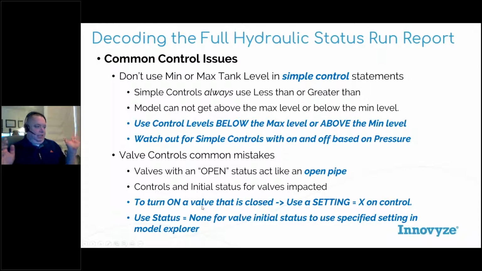Same thing if I want to give a valve that normally runs constantly in initial status, so it has something, give it a none. The none option will tell it use the setting that's in the Model Explorer. If I have a control and I give it a different setting, that might be different than what the Model Explorer says. A lot of times it's the same, but if it's different, the one that's in the control statement will overrule, and that's the one that it's going to use.